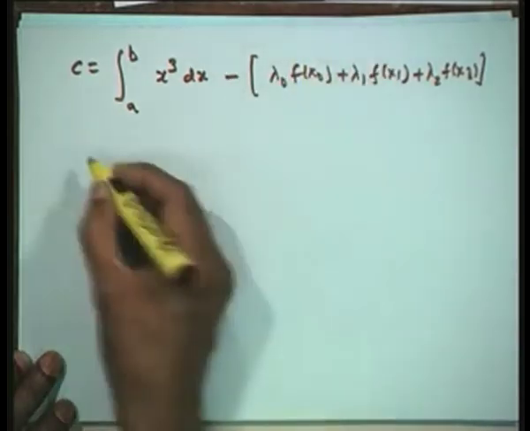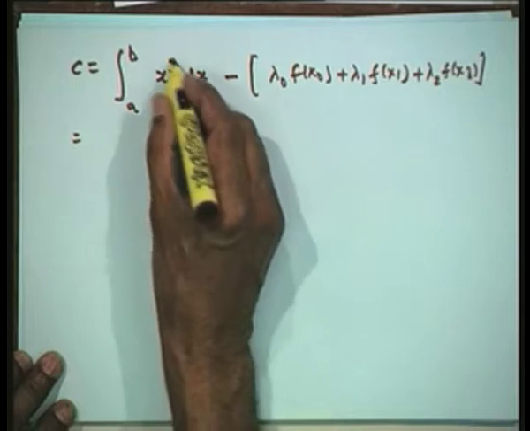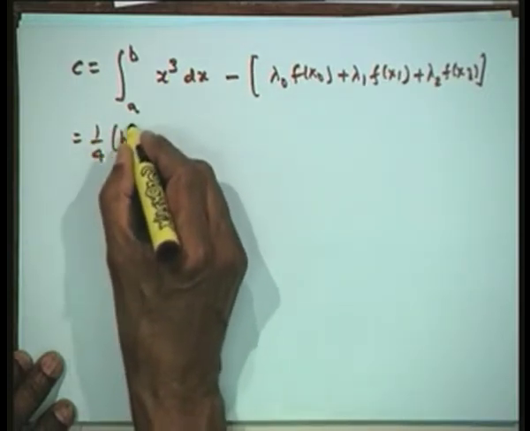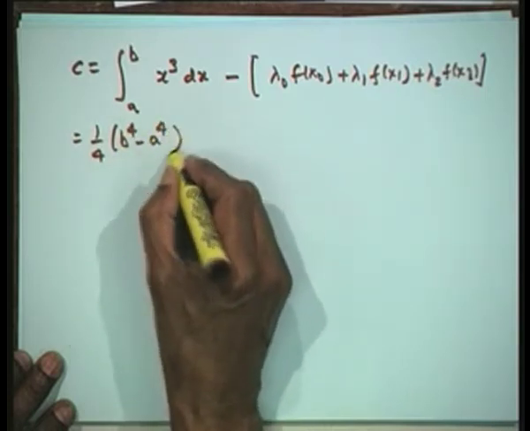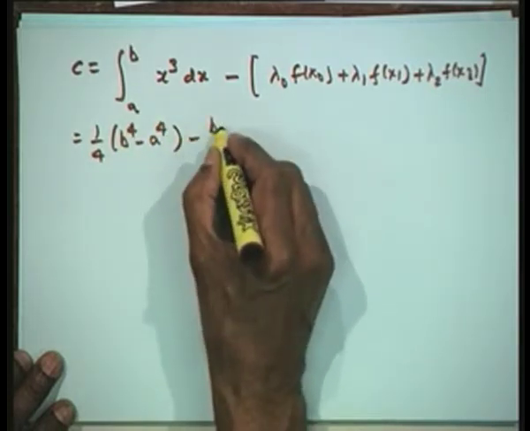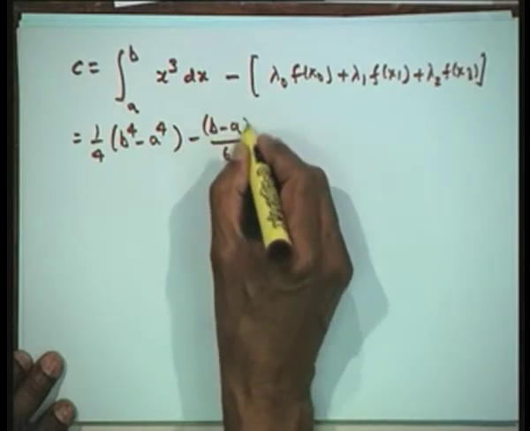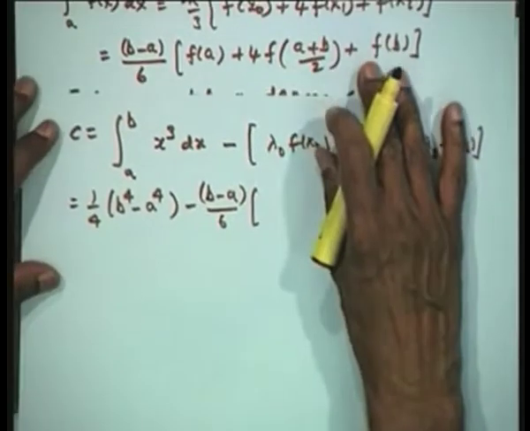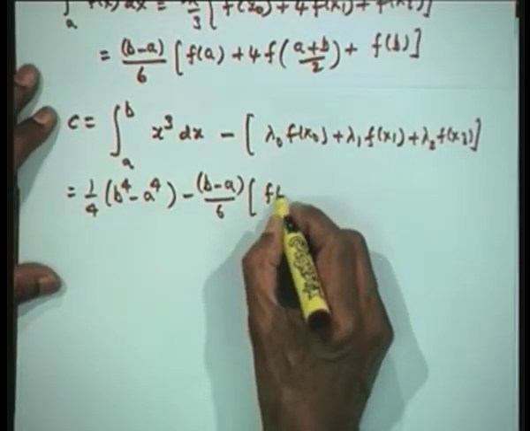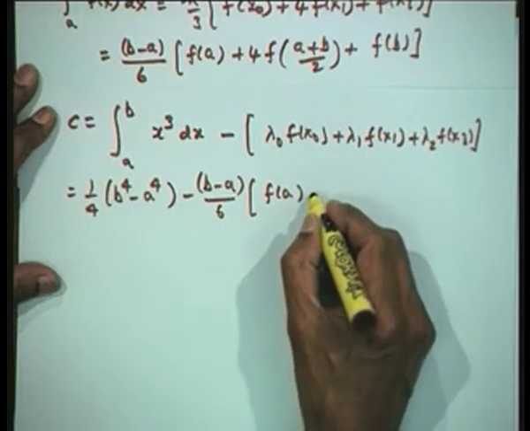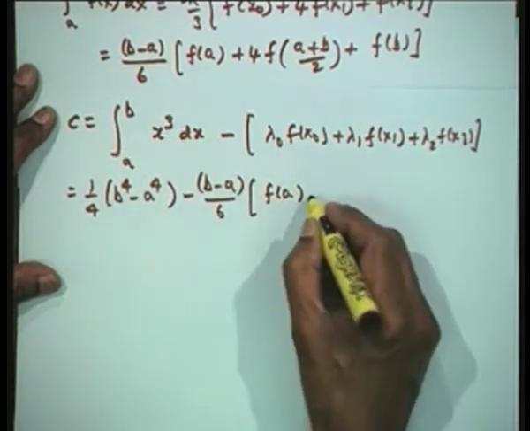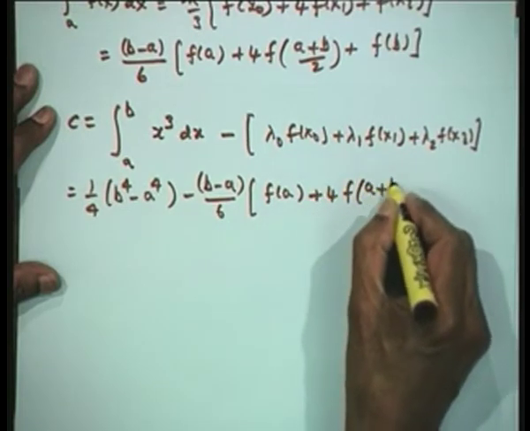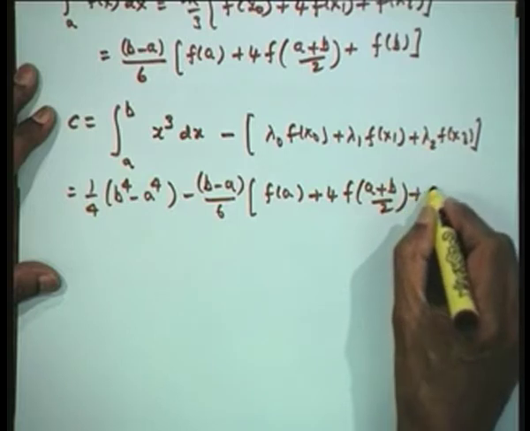Now, let us put the value of this. This is equal to integral a to b. Let us integrate this, x to the power of 4 by 4. So, I will have 1 by 4 (b to the power of 4 minus a to the power of 4) minus this is (b minus a) by 6. I am writing from this formula. This is your f of a. I will substitute for x in a moment, but let us just write down the formula. This is 4 times f of (a plus b) by 2 plus f of b.